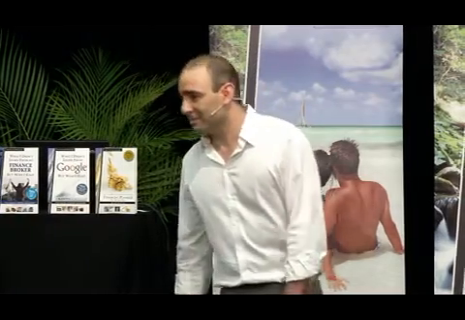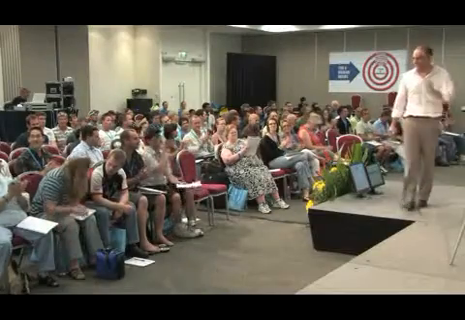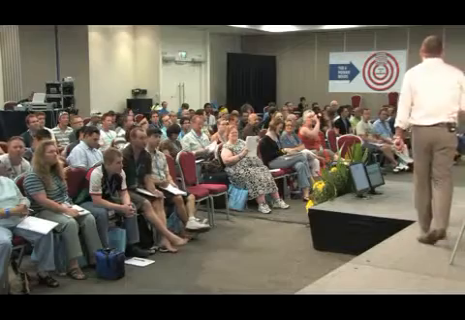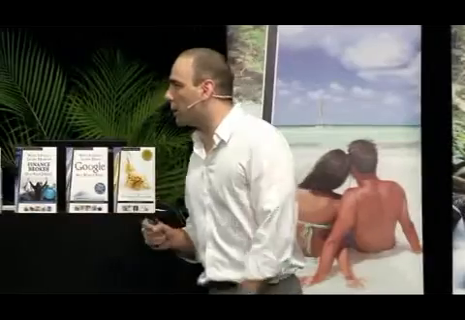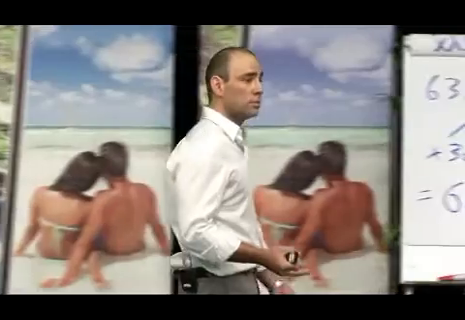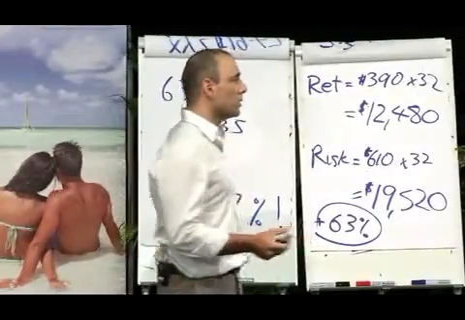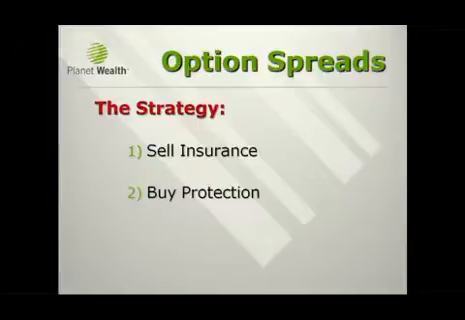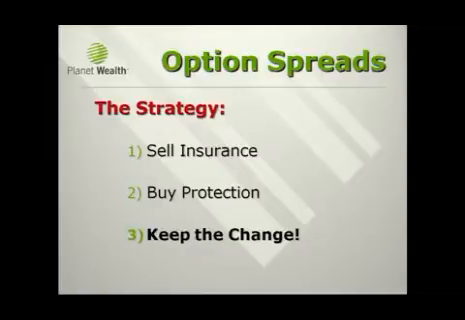So that's it. That's the strategy. Pretty easy, hey? Thank you very much. So this is it. Write this down. There are 3 simple steps to this strategy. Number 1, we sell insurance, so we sell a put option. Number 2, buy protection, so we buy a put option at a lower price. So sell insurance, buy protection, keep the change. That's it. That's the strategy.